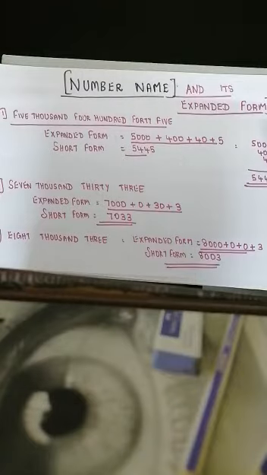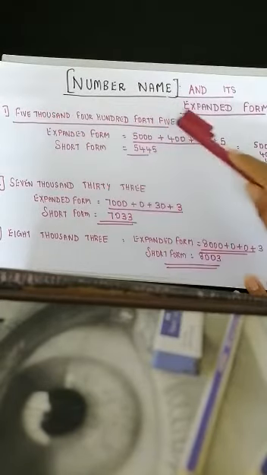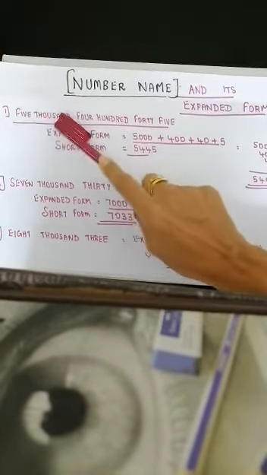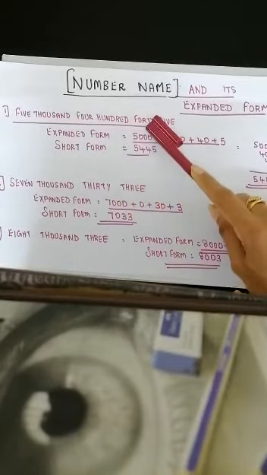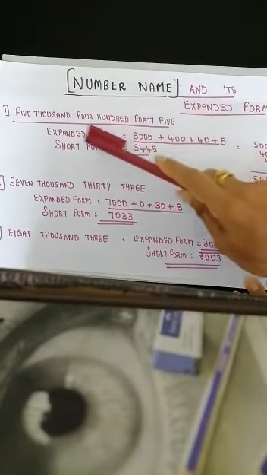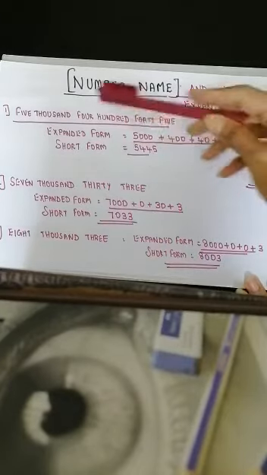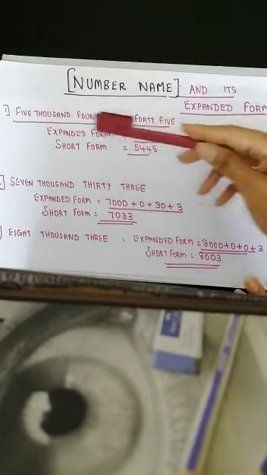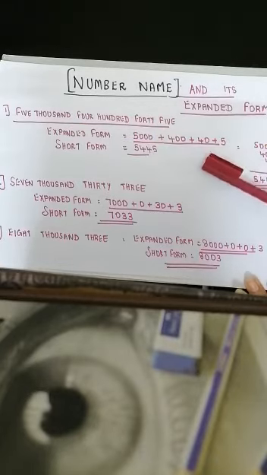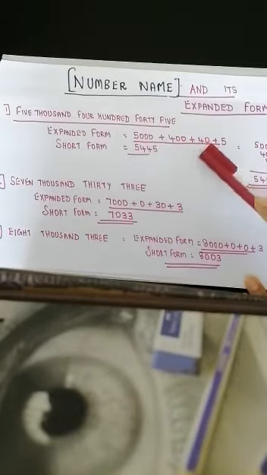Next, we will have a look at the number name and its expanded form. First we consider the number name 5445. From the given number name, you should mention the expanded form and also the short form. Many students will have a doubt about how to mention the expanded form from the given number name. So just read and write accordingly.